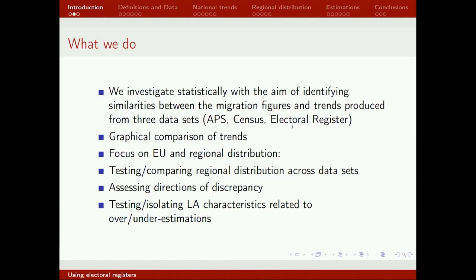And in there, European Union migrants are allowed to register to vote, but they will only be able to vote in local elections and, until 2019, in European elections. That was before exiting the European Union, of course. And the ONS publishes two separate versions of the electoral register.